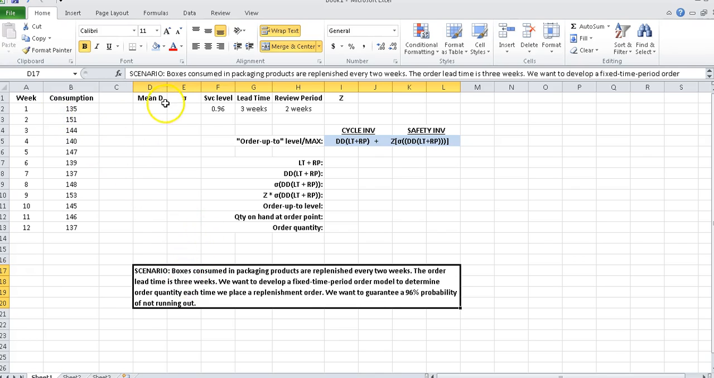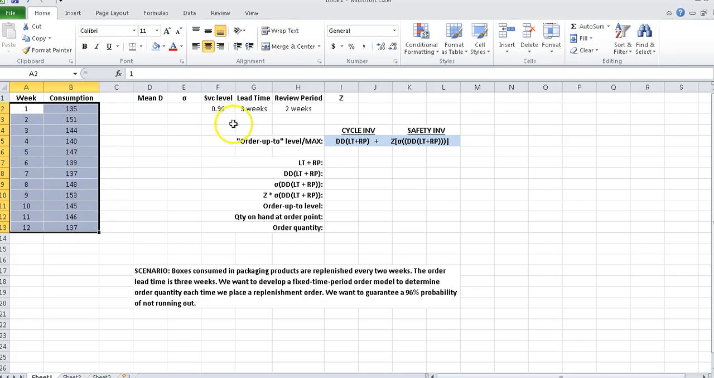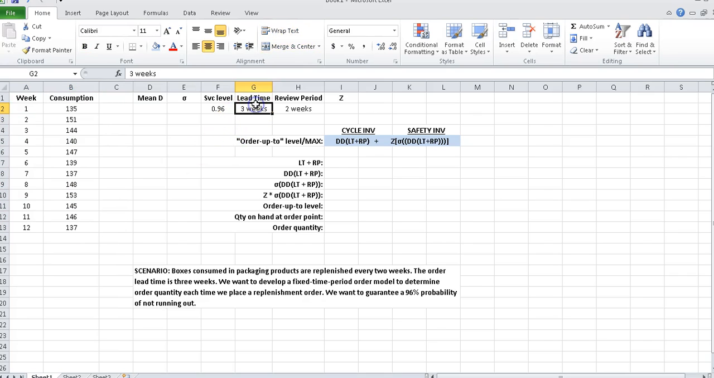Now, the first thing we need to do is make sure that we're using consistent time periods. We have consumption in weekly time periods. We have our order lead time in weeks as well, and our review period in weeks as well. If you do not have common time periods for your historical consumption, your historical demand, your lead time, and your review period, you need to convert these to one common time period.